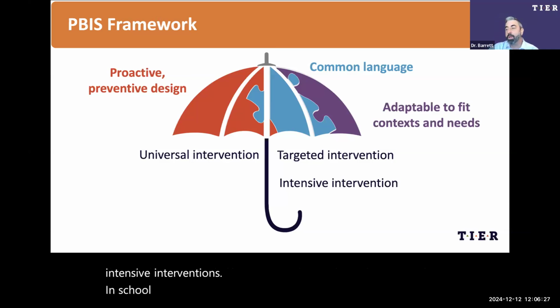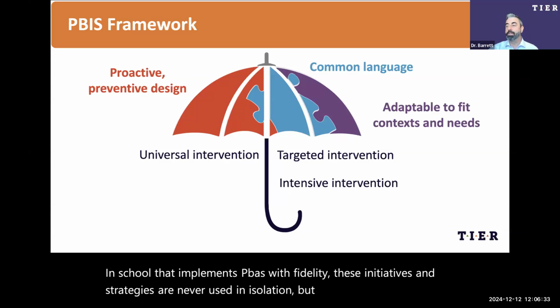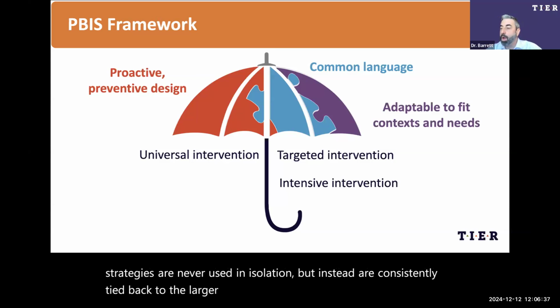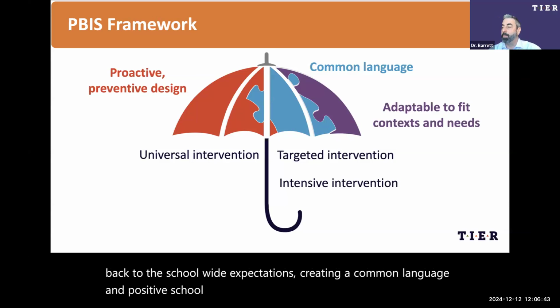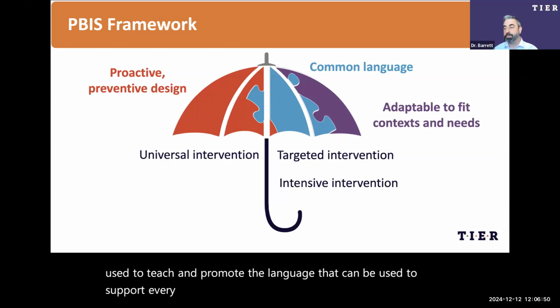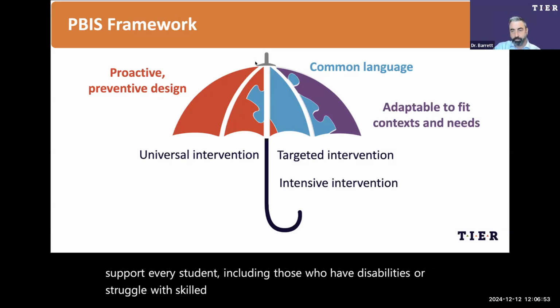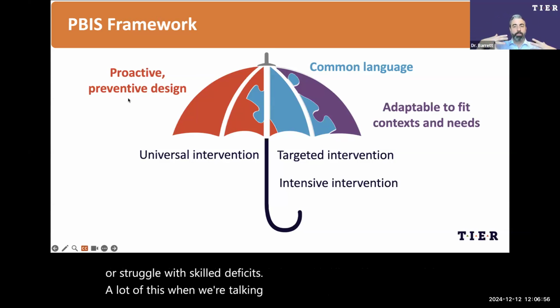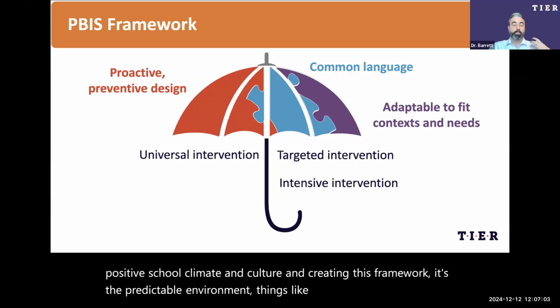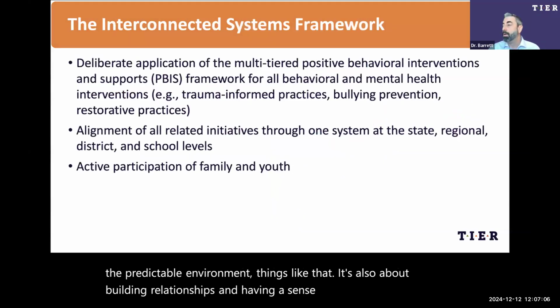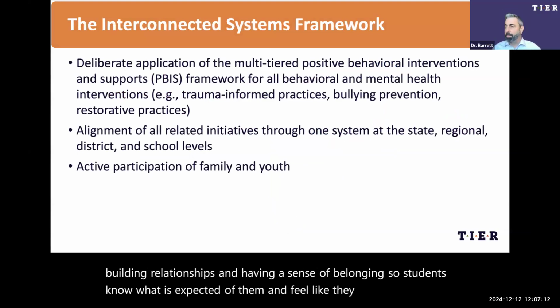In a school that implements PBIS with fidelity, these initiatives and strategies are never used in isolation, but instead are consistently tied back to the larger framework. All behavioral strategies relate back to the school-wide expectations, creating a common language and positive school culture. The common language and the strategies used to teach and promote the language can be used to support every student, including those who have disabilities or struggle with skill deficits. A lot of this, when we're talking about integrating the positive school climate and culture and creating this framework, is the predictable environment. It's also about building relationships and having a sense of belonging. So students know what is expected of them and feel like they belong. We'll talk a little bit more about that.